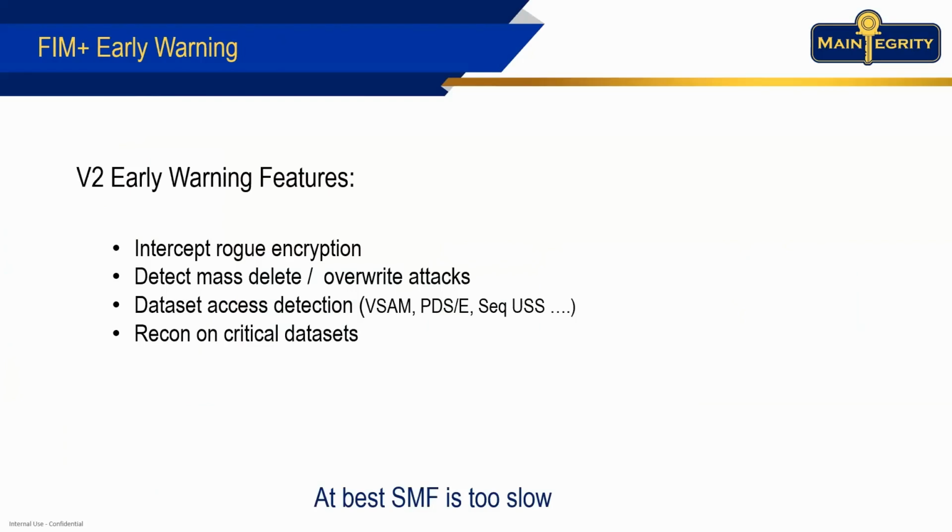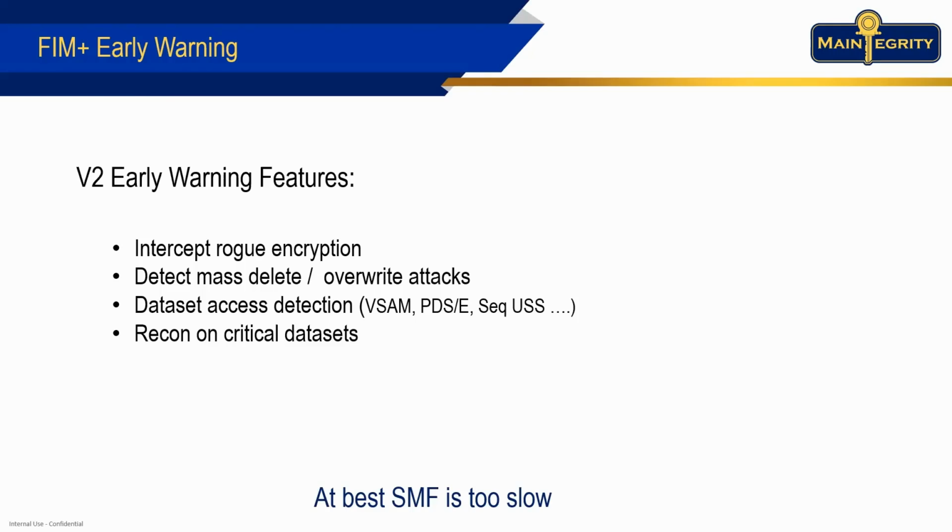Okay, so in August of last year, we announced our early warning feature, and what this product does is it intercepts mass encryption events, it intercepts mass delete events, it does some access detection, and it does reconnaissance detection on critical data sets. So what we're trying to do here is start giving you real capability to intercept an attack. And also with the features, not only do we intercept them, but we give you the ability to suspend those tasks when they're in flight.